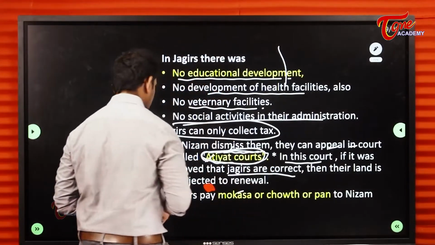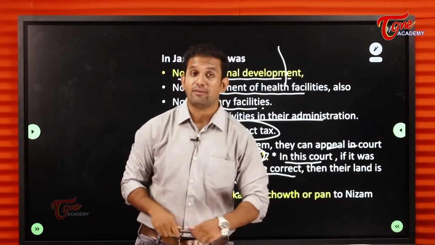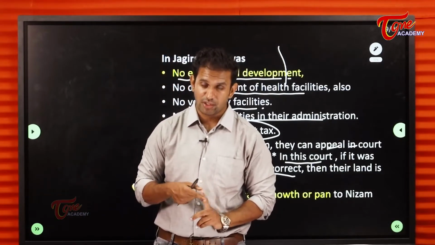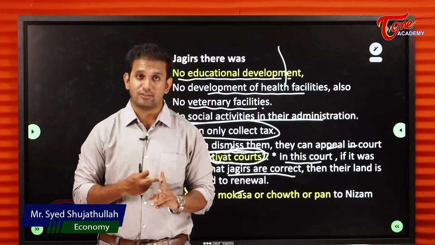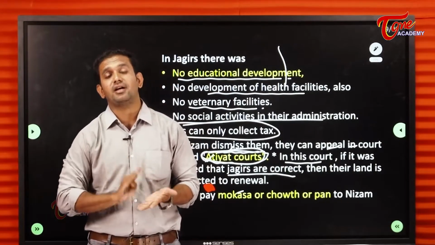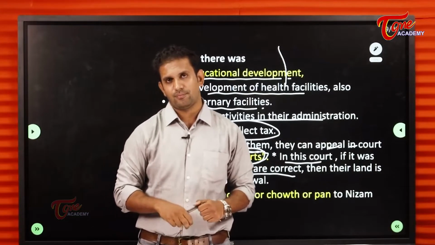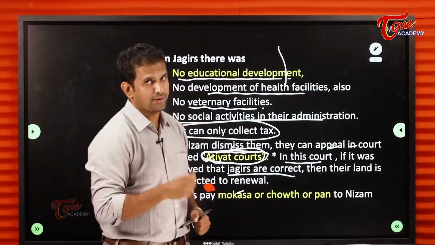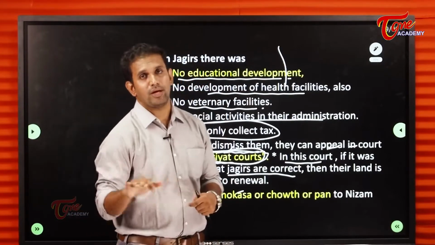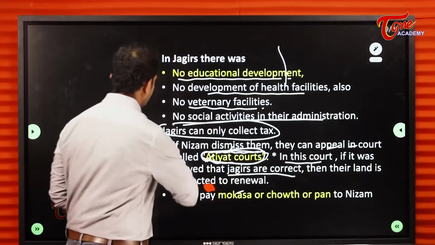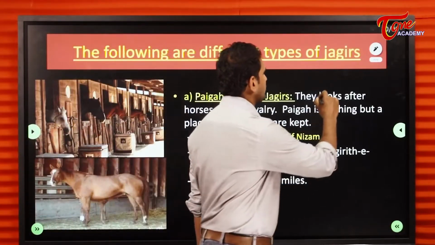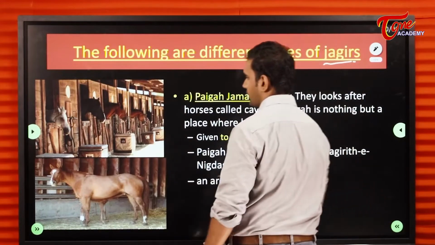Atiyat Courts. So now we have seen what Jagir lands are and what the powers of Jagirdars are. We have also seen what kind of activities they have not done, such as education, etc. And we have also seen that a Jagirdar could be removed. Now let us go ahead. The Jagir lands were of different types. We have to see the types of Jagir lands. The following are the different types of Jagir lands.